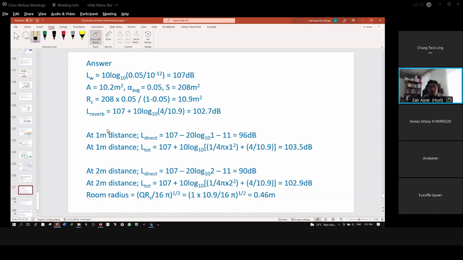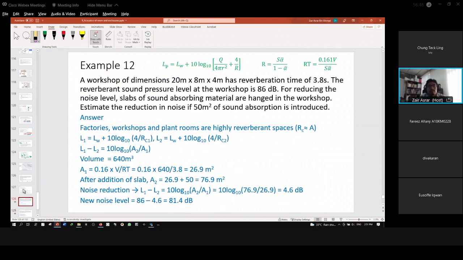Alright, so based on this, at 1 meter distance and at 2 meter distance, basically we are not in the direct field, we are in the reverberant field, because the room radius is 0.46 meter. At 1 meter distance we are already in the reverberant field. Okay, any questions so far?